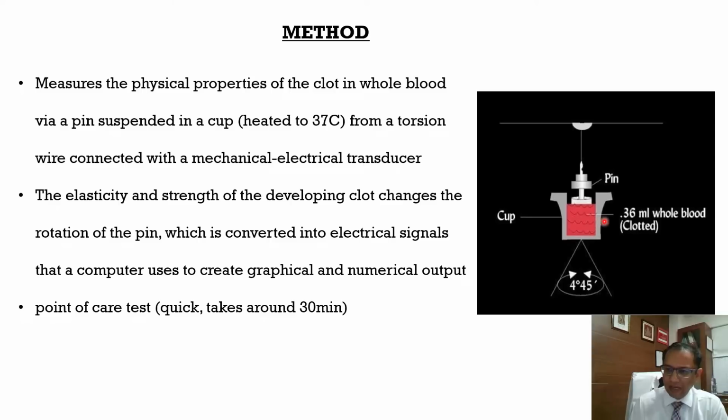So the whole blood is suspended inside it, and there is a pin, and this is oscillating at all times. As there is a clot formation, this pin gets attached to the cup and it starts moving, and this creates an electric signal, which is then changed into a graphical signal and a numerical output, so that we can actually see the whole life cycle of the blood clot.